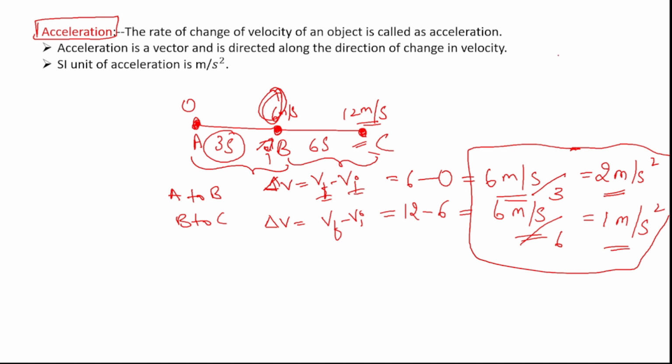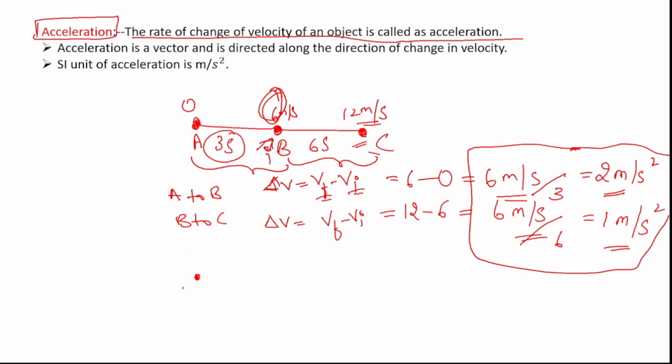Now let us see the definition. The rate of change of velocity of an object is known as acceleration. That is, acceleration gives us an idea about the change of velocity of a particular moving object or moving body. Let us take another example too.